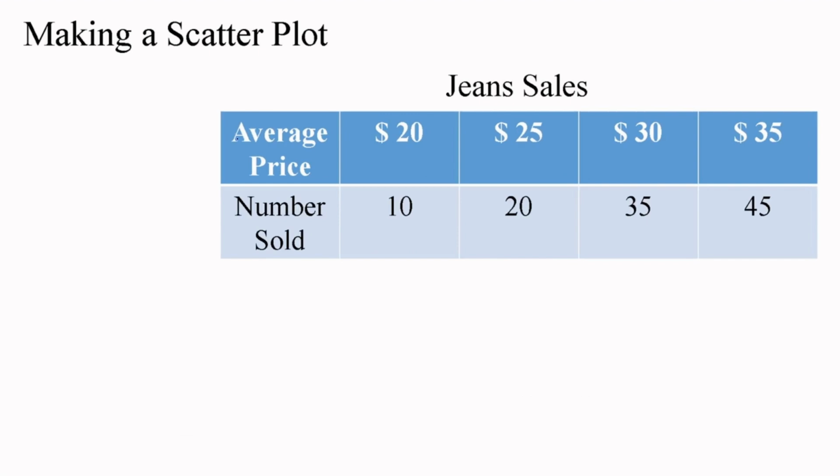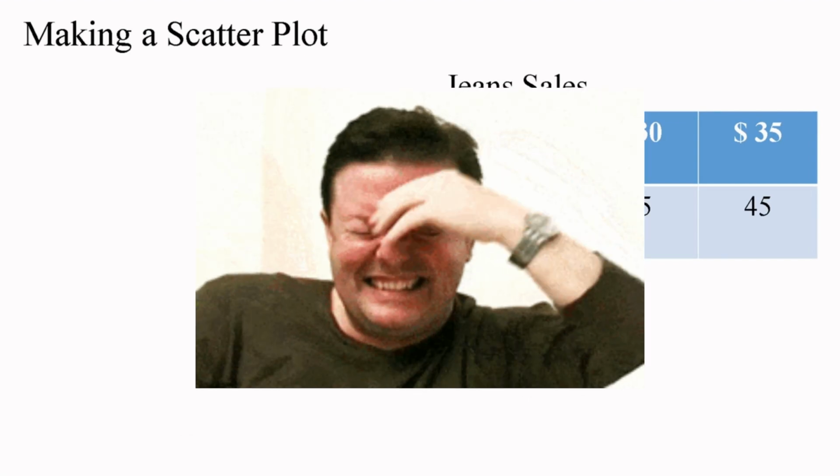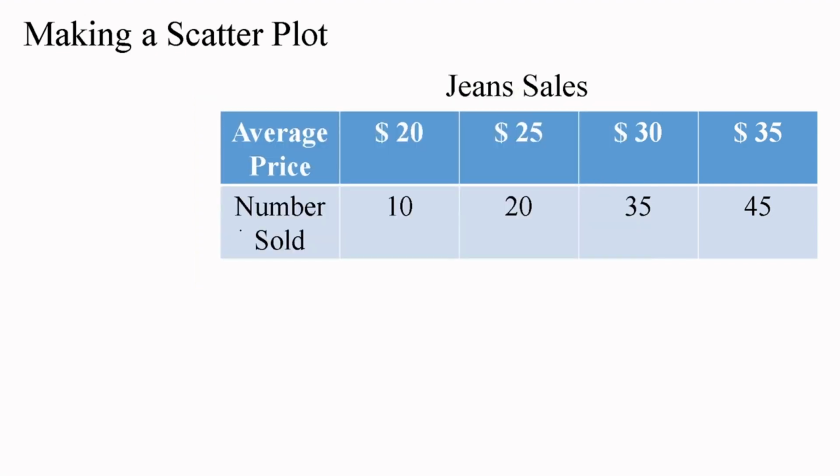In the first row we have average price, and in the second row we have number sold. So I'm going to allocate one of them to the x-axis. I usually consider the independent variable for the x-axis. So I'm going to allocate average price to the x-axis and number sold to the y-axis.